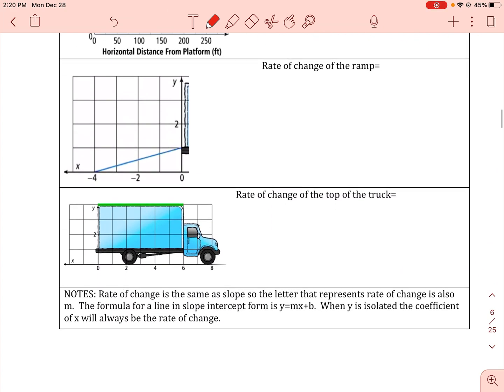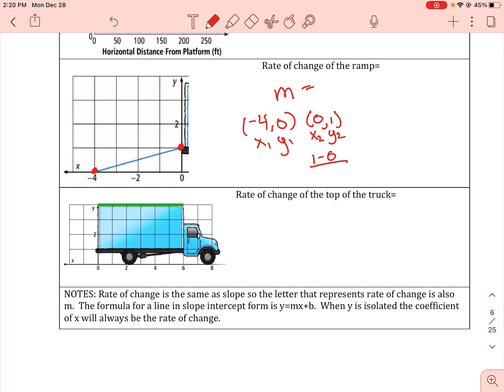So what is the rate of change of the ramp or slope or unit rate here of my ramp of the back of this truck? So I can come up with my ordered pairs here. I have the ordered pair negative 4, 0. Each ordered pair coordinate has one x and one y. And I see I have the coordinate 0, 1. And this coordinate, like all coordinates, has one x and one y.